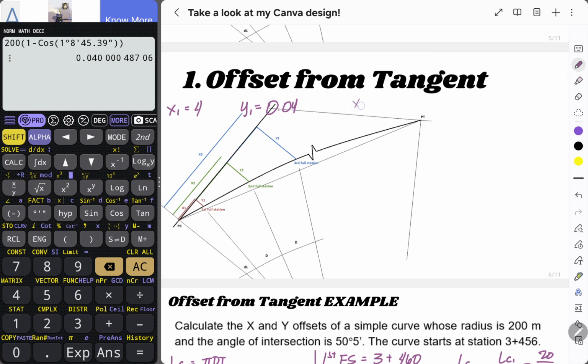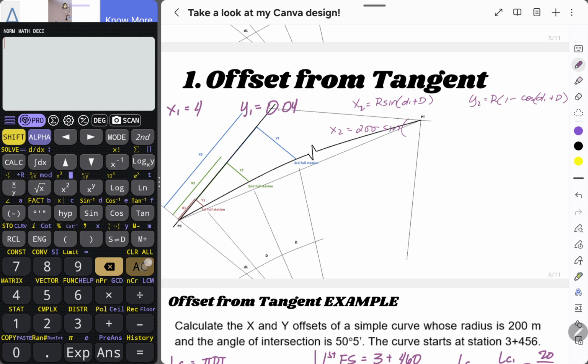Okay. So, x sub 2 is equal to r sine d1 plus big D. Y sub 2 is r times 1 minus cosine d1 plus big D. Okay. X sub 2 is equal to 200 sine of our d1, which is 1 degree, 8 minutes, and our big D, ay, d1, big D pala, big D.